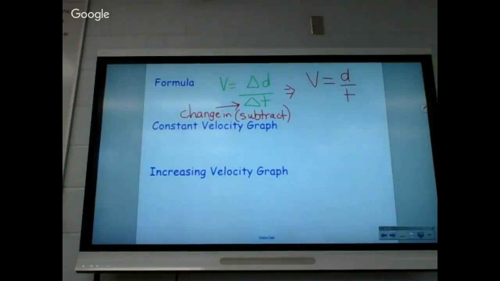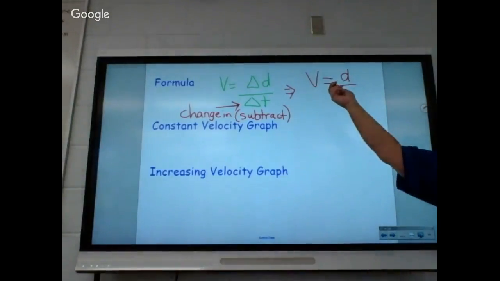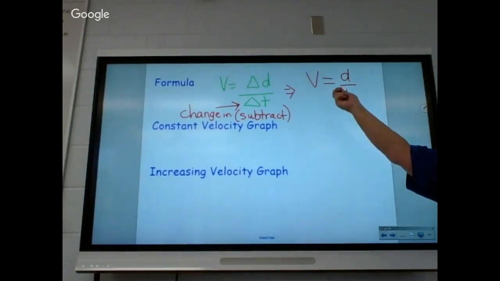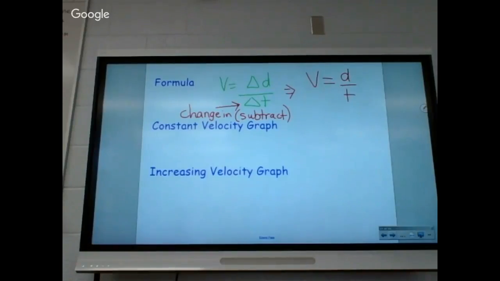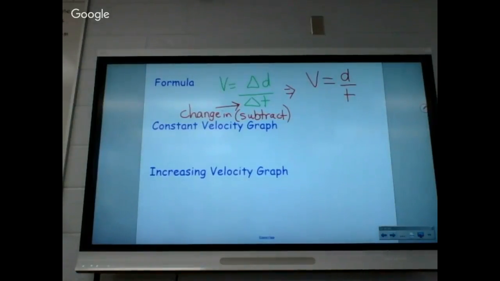It's just clutter in the formula. Now, does this formula look similar to something we wrote yesterday? Similar to what? Speed. Which is why the state doesn't put the speed formula on the reference table, because it's the same as the velocity formula. Okay?